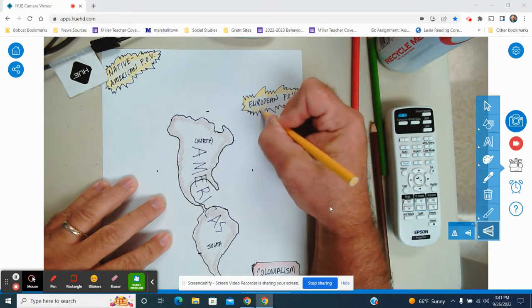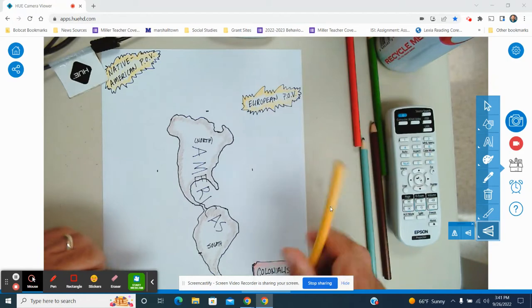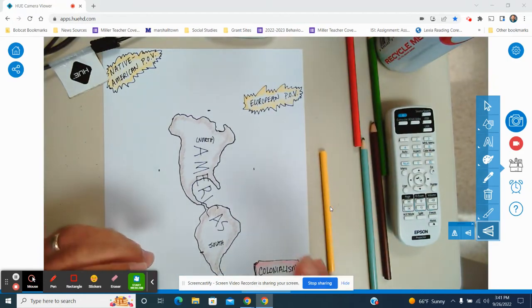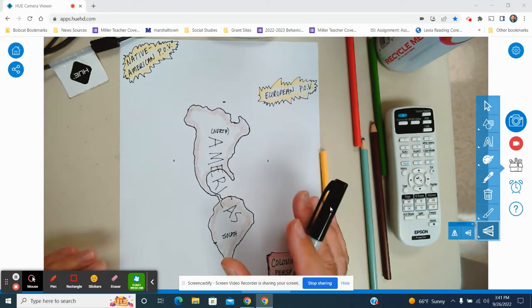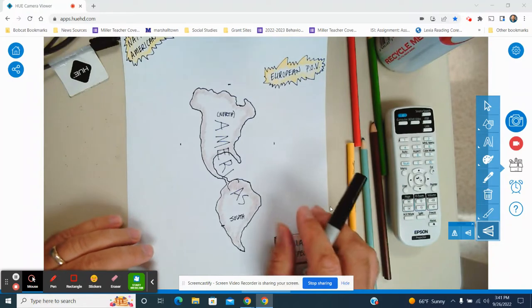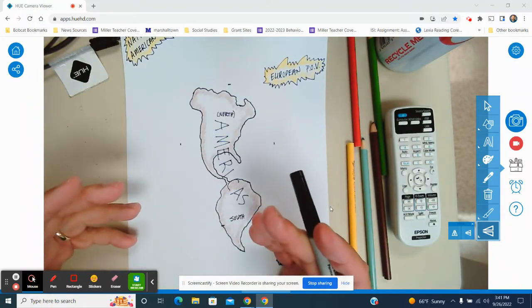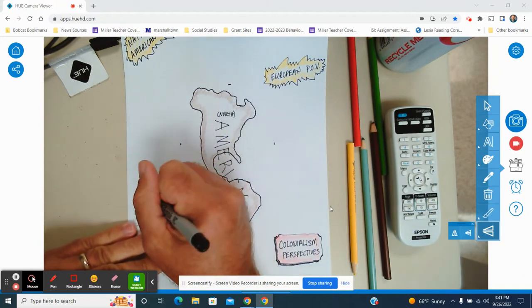So we're going to use a little color on this because that's what we do for the European point of view and the Native American point of view. Anytime it's a key term, we're going to do that. There's one other group we're going to bring up. And this group is something that probably is very relevant to modern day history and current events. We're going to talk about the African perspective.